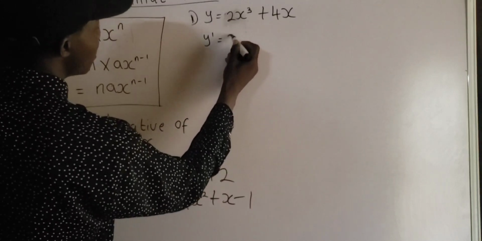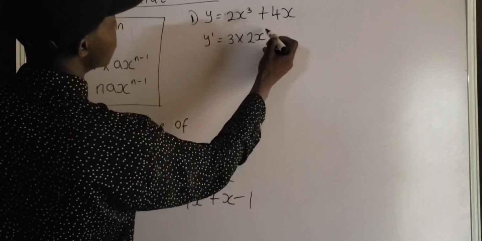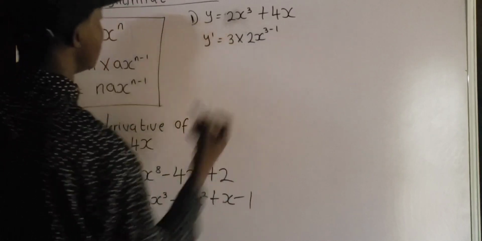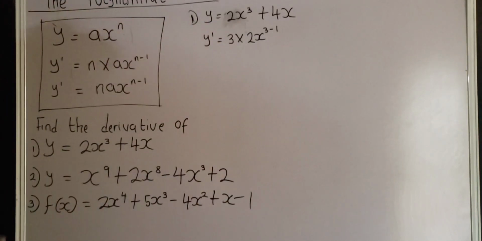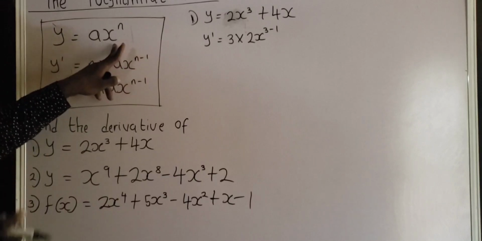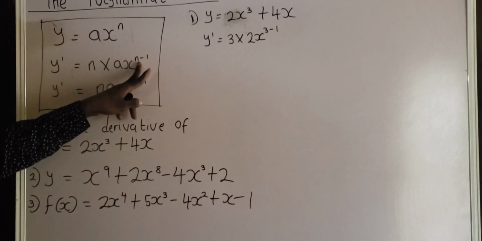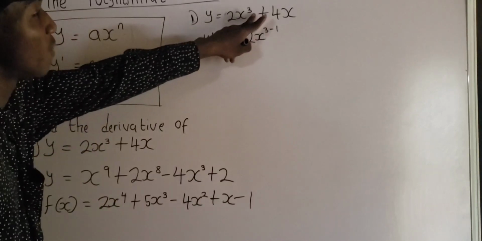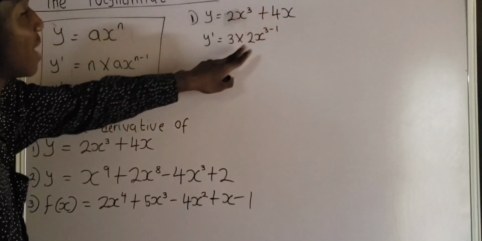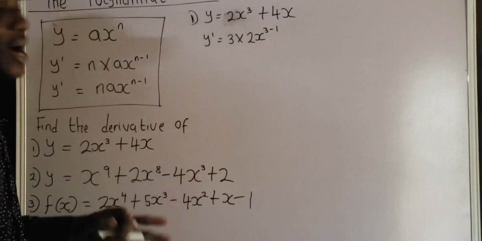So I'm going to have 3 multiplied by 2x raised to the power of 3 minus 1, because according to the polynomial rule, immediately the power to which x is raised multiplies the coefficient, the power will reduce by 1. You understand? And x is raised to the power of 3. So 3 multiplied by 2, and the 3 will reduce by 1. That's why I had 3 minus 1.